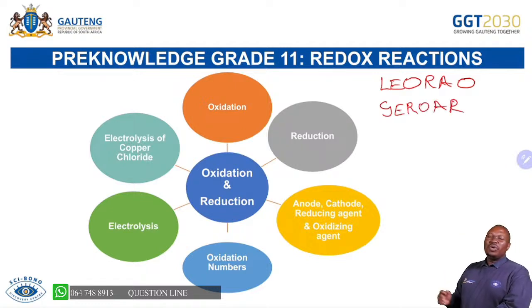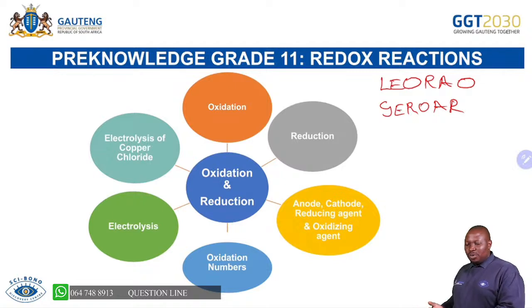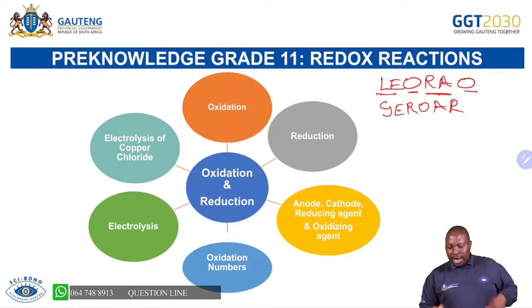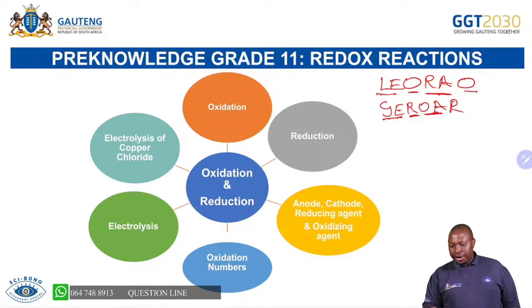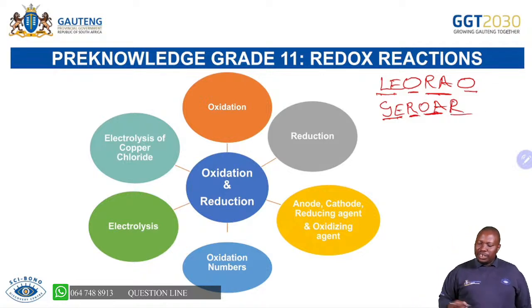Please, these mnemonics will always help you to remember when you have forgotten. You know that loss of electrons is oxidation. And this substance that undergoes oxidation, we call it the reducing agent. What is a reducing agent? It's a substance that undergoes oxidation, or a substance that loses electrons, or a substance that is oxidized. And we are saying gaining of electrons is reduction. What is the oxidizing agent? It's a substance that undergoes reduction, or a substance that gains electrons, or a substance that is reduced. So you're able to always remember that.